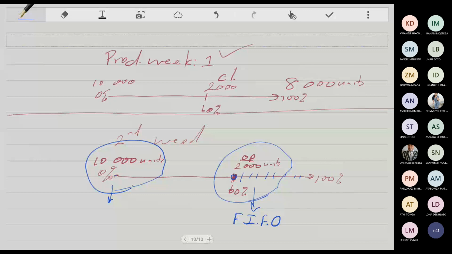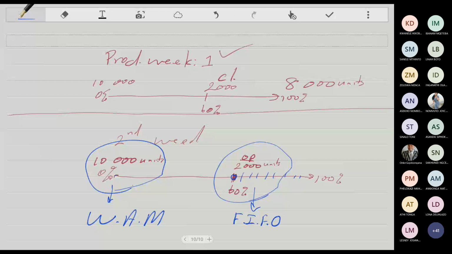Once in a particular week or production period you have both opening and closing inventory, the company has to decide which reporting method they are going to make use of, between the weighted average method and first in, first out. I hope this demonstration and explanation that I gave is quite clear to you.